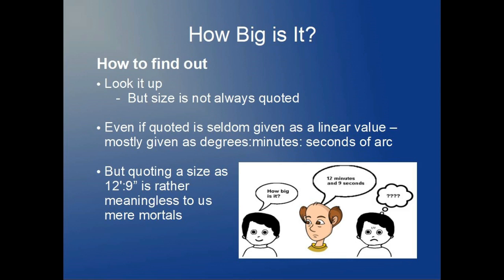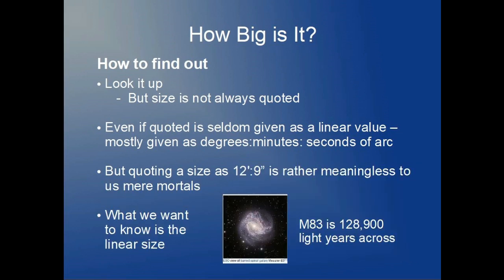You can imagine this little scene when you're showing M83 in your eyepiece to someone else, say at a public outreach session. You say that the galaxy is very far away and maybe you will quote the distance. And you say that even so, we can still see the galaxy, so it must be very big. You get asked, how big is it? And you reply, 12 and a bit arc minutes. You shouldn't be very surprised to get a blank look in response. No, what we want to know is that the size of M83 is 128,900 light-years.